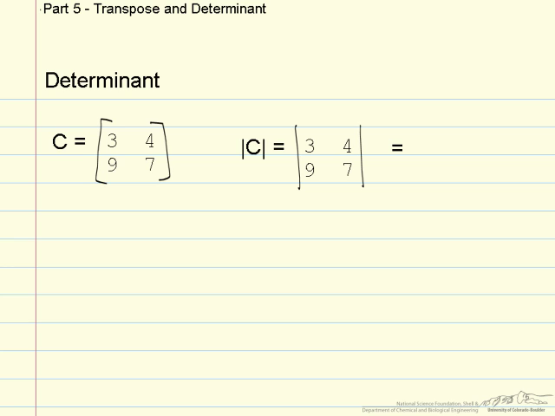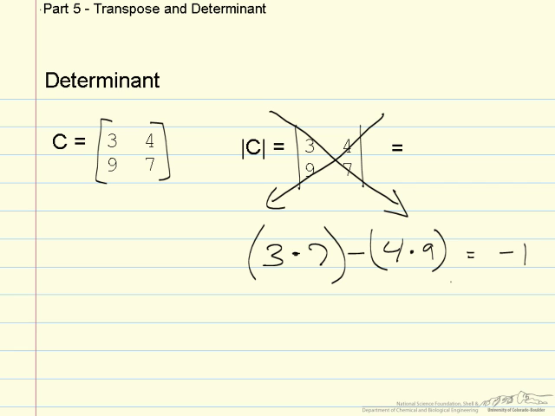To practice, we're going to use a 2 by 2 matrix. So our 2 by 2 matrix C is given here. Having the C with these straight lines next to it means to find the determinant of it rather than to find the absolute value. So to find the determinant of C, we first have to multiply all the numbers in this direction, so 3 times 7, and subtract the numbers going in the other direction, minus 4 times 9, and that equals negative 17. So the determinant of C is negative 17.